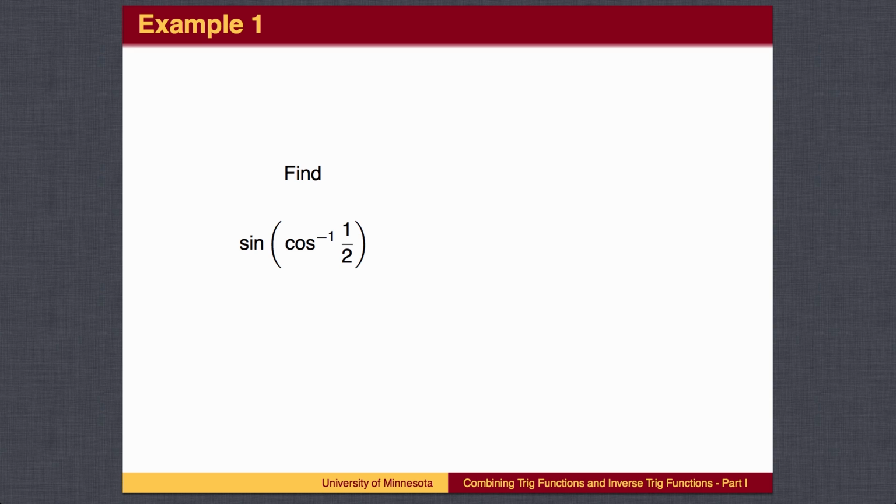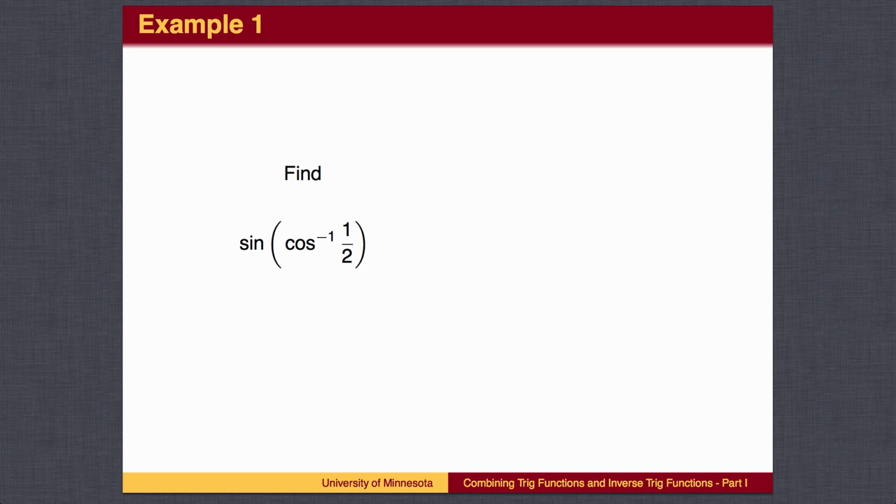We will now try to find the exact value of expressions involving both ordinary trig functions, like sine and cosine, along with their inverses. Here's an example. Before we get into the specifics of finding the exact answer, we should first understand whether our final answer is going to be a number or an angle.